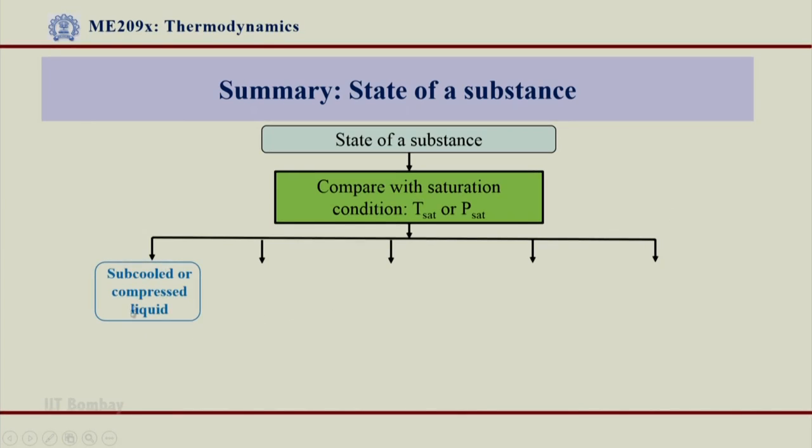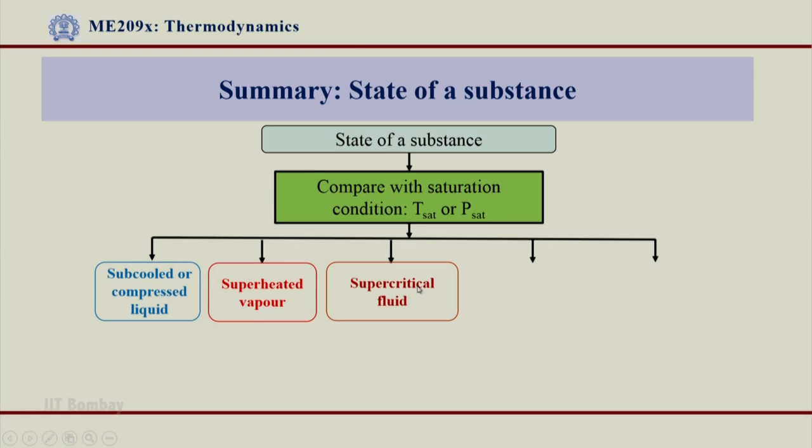The first possibility could be, it could be in the subcooled or compressed liquid region, isn't it? If the temperature is less than the Tsat value, or the pressure is more than the Psat value, you could be in the subcooled or compressed liquid region. Or if the temperature is more than the Tsat value, or the pressure is less than the Psat value, you could be in the superheated vapor region, right?